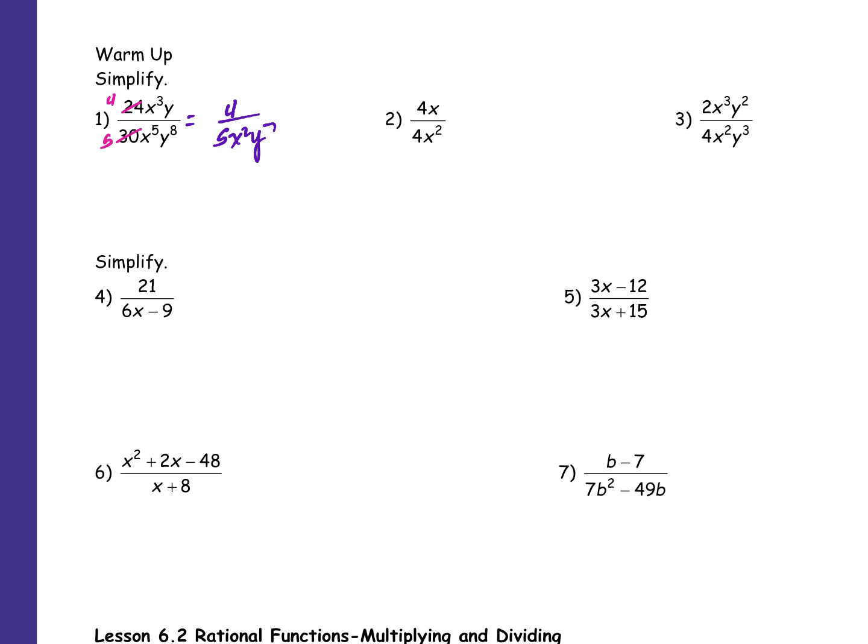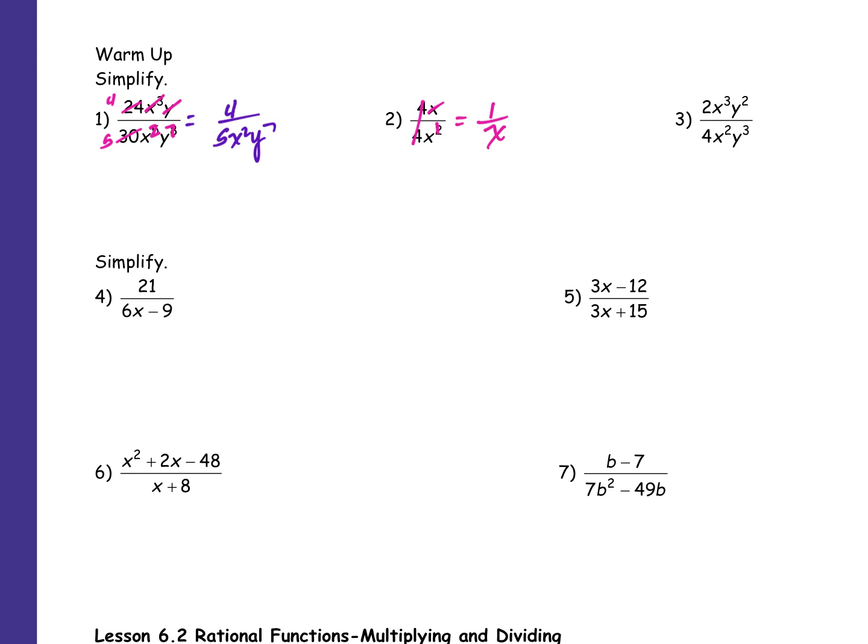Okay. And then there's 3 x's on top and 5 on bottom, so the 3 can go away and there will be 2 left on bottom, right? And then there's 1 on top and 8 on bottom, so 1 goes away on top and there will be 7 left on the bottom. There you go. So on the second one, the 4's go away, the x goes away, right? So I get 1 over x.